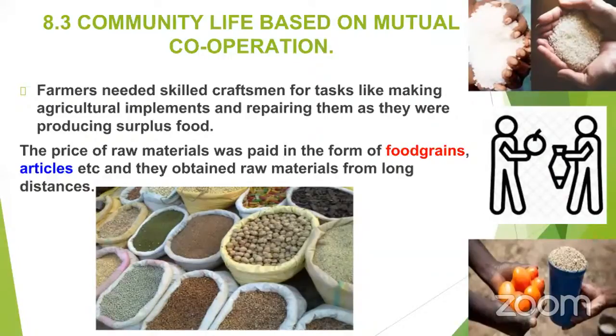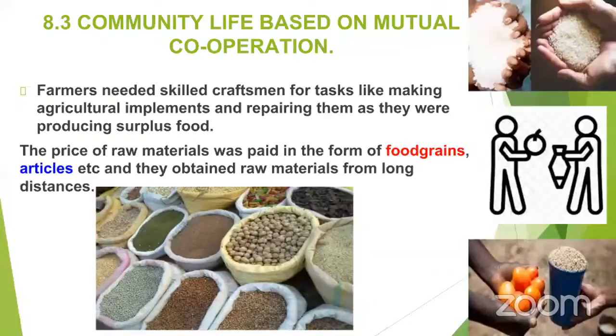And the price of raw material was paid in the form of food grains, articles, etc. In those days money was not there, so see, in the last picture I've shown, one man is giving food grain in a glass and the other fellow is giving him tomatoes. This is called the barter system. If you want tomatoes in place of that food grain, you can exchange your things. Nowadays we all give money and we buy, but in those days money was not there.